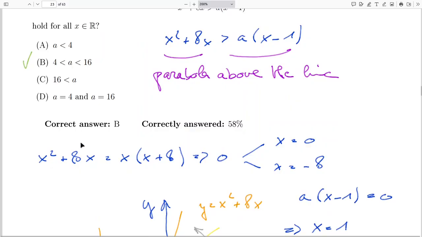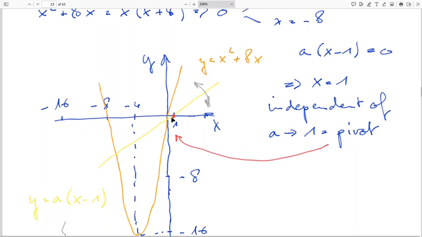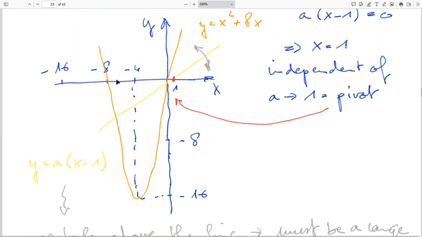Okay, so x squared plus 8x, you can rewrite that as x times x plus 8. If you equal that to 0, you get that it's 0 for x equals 0 and x equals minus 8. So you can draw that. Obviously the top will be between 0 and minus 8 in the middle, at minus 4, and then you can calculate that will be minus 16.